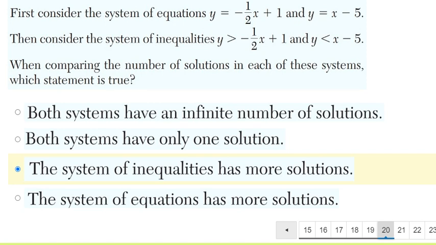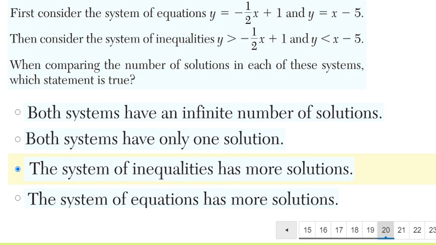So, Regents Exam 1, question number 20. First, consider the system of equations y equals negative 1 half x plus 1 and y equals x minus 5. Then consider the system of inequalities y is greater than negative 1 half x plus 1 and y is less than x minus 5. When comparing the number of solutions in each of these systems, which statement is true?